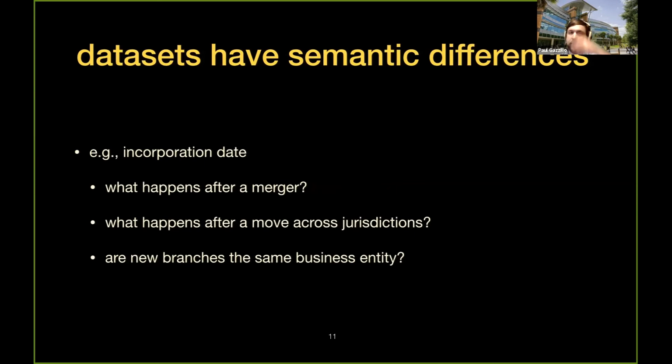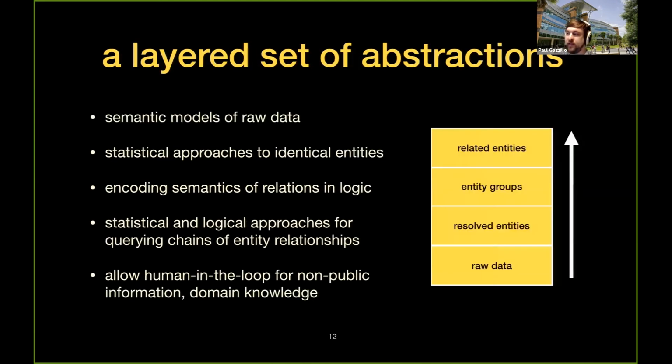More subtly, what makes purely statistical or machine learning approaches a little tricky is that these data sets also have semantic differences. So one jurisdiction might have an incorporation date, and when that business moves to another jurisdiction, well, the registration date is not necessarily the incorporation date. So knowing the meaning of these fields and how they interrelate across data sets makes this a tricky problem.